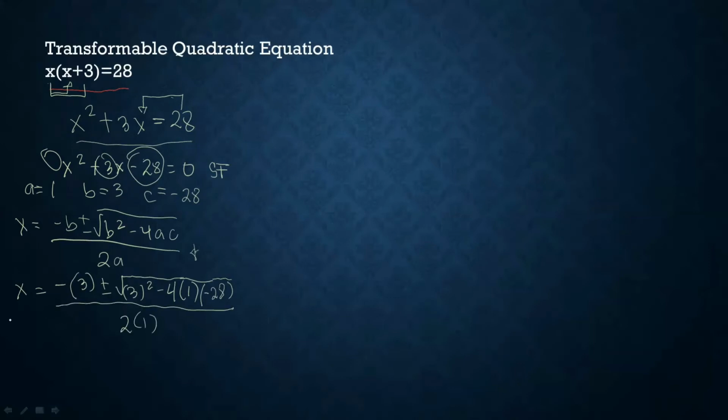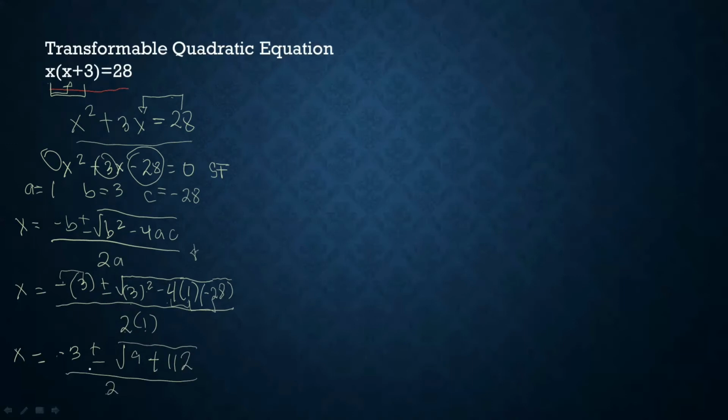And then we are going to simplify it. So it becomes x is equal to negative times positive 3, it is equal to negative 3, then plus or minus the square root of, so 3 squared is equal to positive 9, and then negative 4 times positive 1, it is equal to negative 4, and then negative 4 times negative 28, it is equal to positive 112 over 2, dahil 2 times 1 is equal to 2.